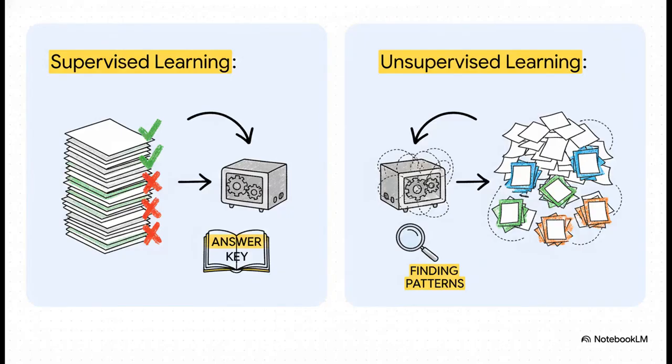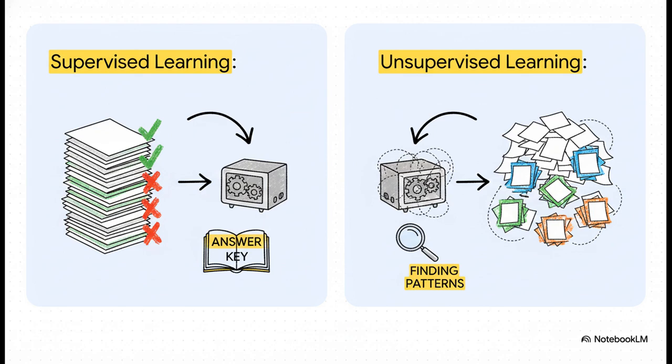Now, when it comes to learning this stuff, a machine basically has two ways to go about it. First is supervised learning. This is where you basically give it an answer key. You feed it thousands of emails that you've already marked as spam or not spam, and it learns from your examples. The other way is unsupervised learning. And here, there is no answer key. You just dump a giant pile of text in front of it and say, go figure it out, find the patterns yourself.